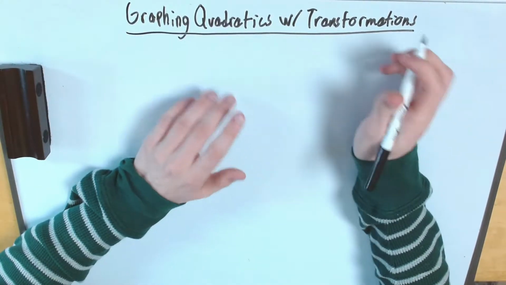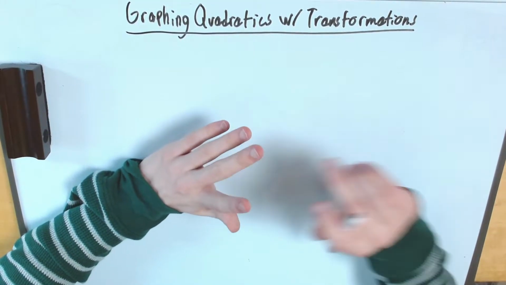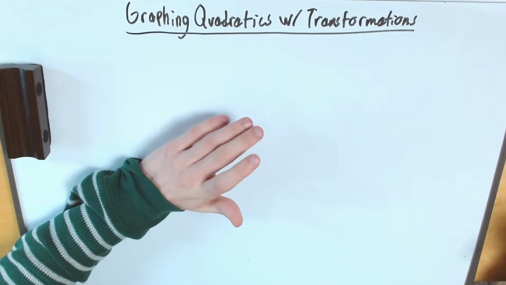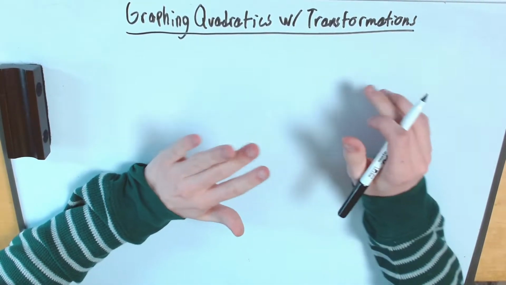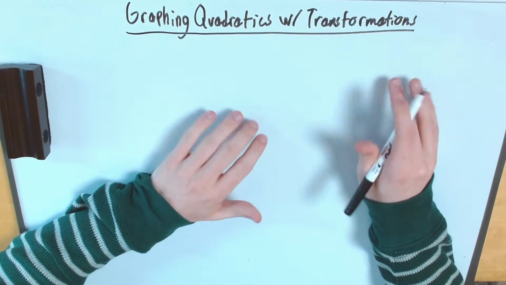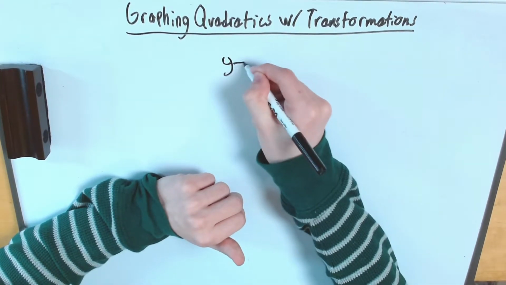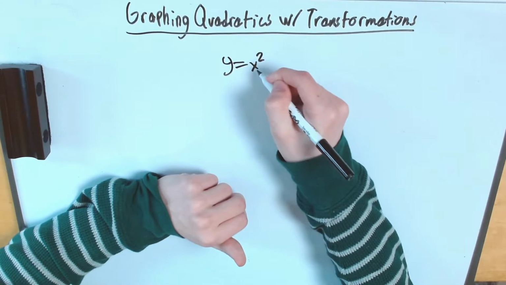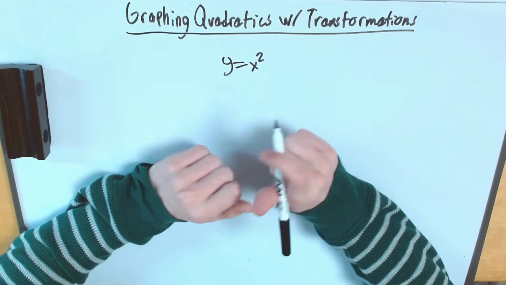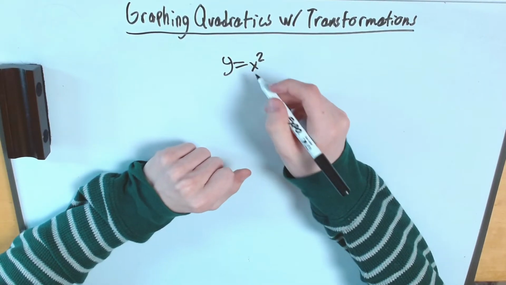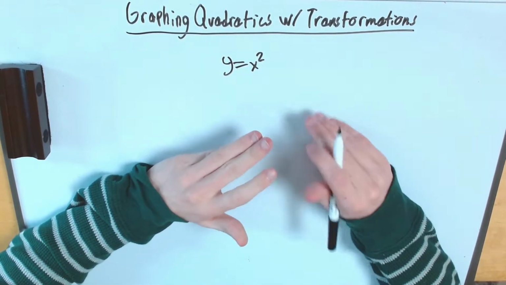Now, we're going to start off simple, and that means using a simple equation to explore this. The simplest equation of all, what we'll be basing all these transformations off of, is y equals x squared. This is the simplest quadratic. It's got no other terms, just an x squared, and that's it, right? Why are we basing everything off this?